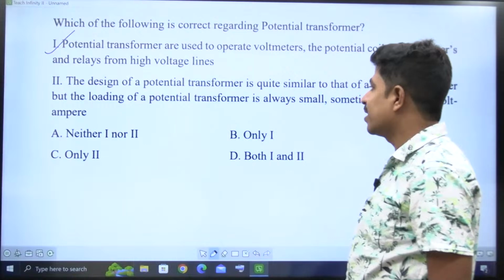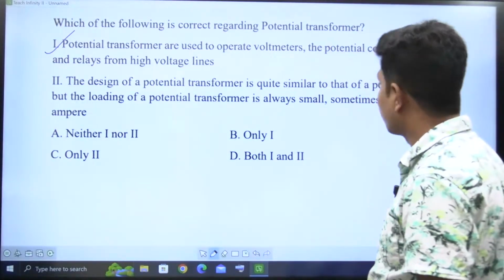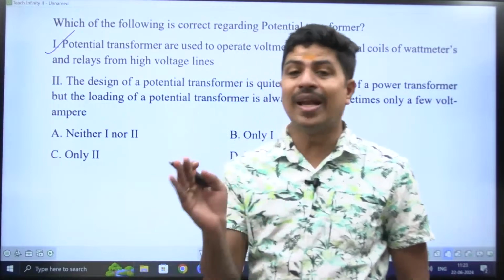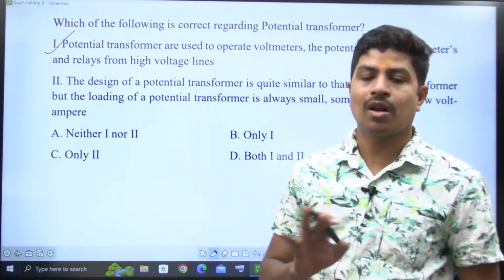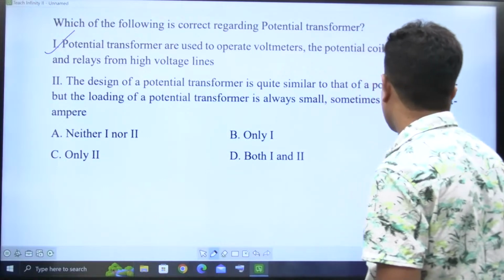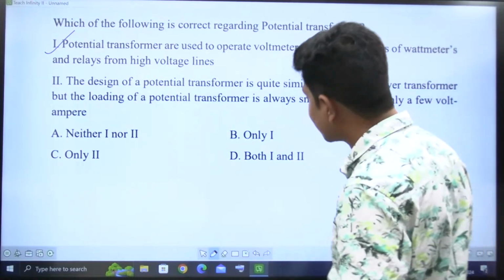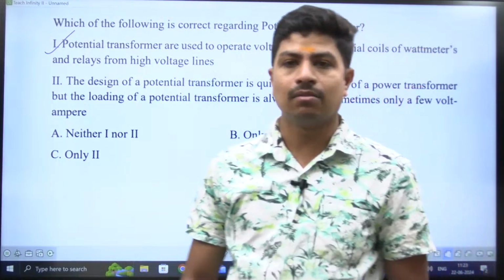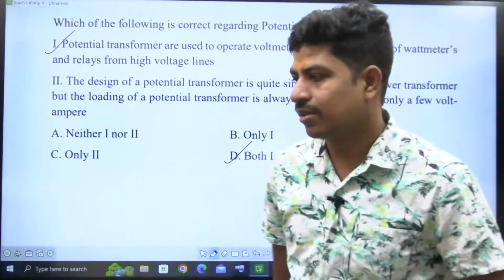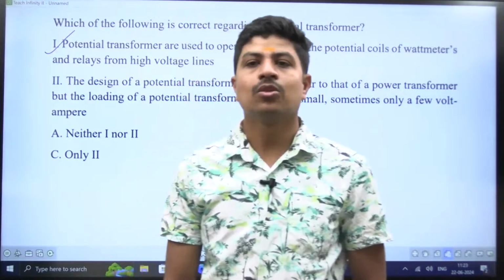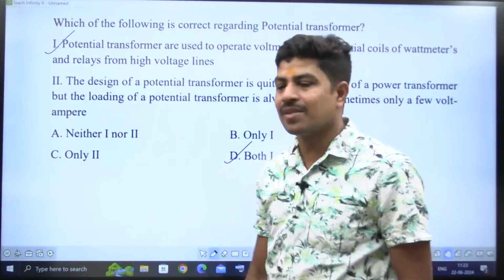Next, the design of potential transformer is quite similar to that of power transformer. Yes, PT, CT, and the power transformer are similar. They are not all the same, but similar. Yes, but the loading on the potential transformer is always small, sometimes only a few volt amperes. On PT and CT, the loading is not very high. Loading should be very, very less. Why? Because those transformers are used for the purpose of measurement.